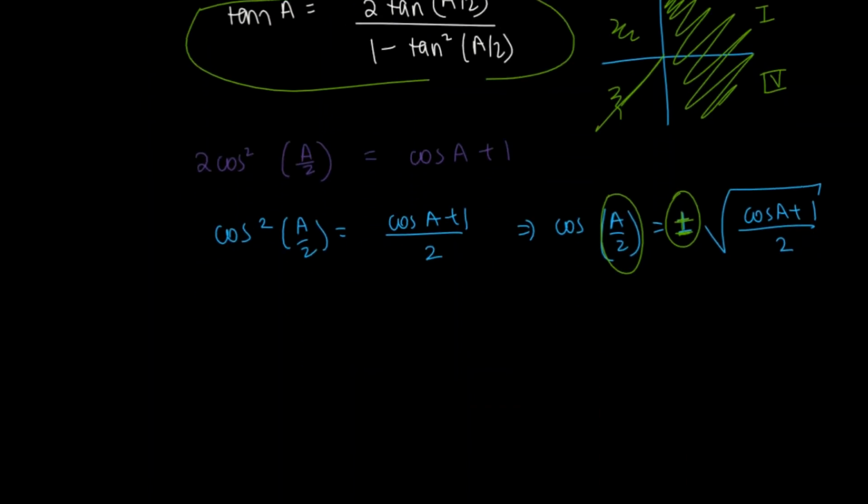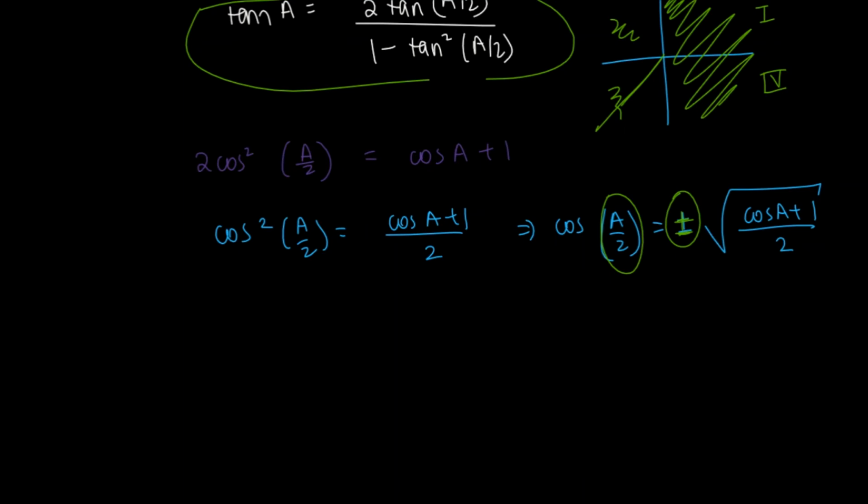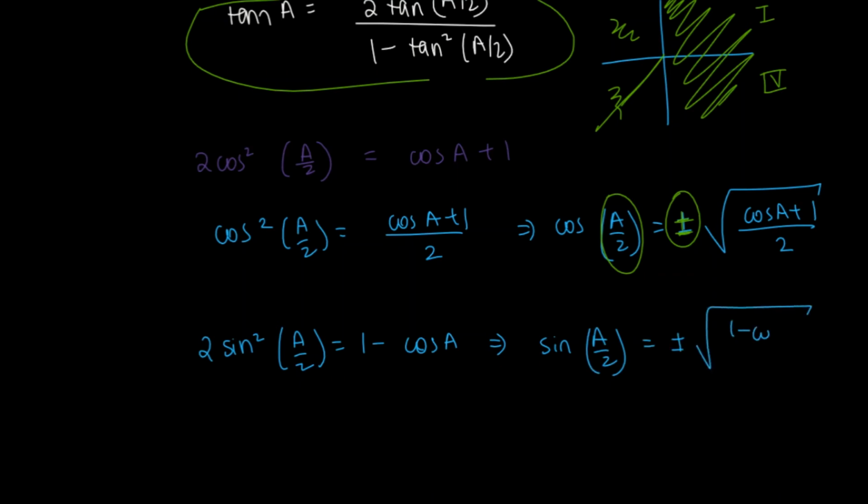Now, you can do similar things with the sine part as well. If you use cos of A is equal to 1 minus 2 sine squared of A over 2, you can write that 2 sine squared of A over 2 is equal to 1 minus cos of A. This will similarly give you sine of A over 2 is equal to positive negative square root of 1 minus cos of A over 2. Again, this positive negative sign depends on whether the sine of that angle in that particular quadrant of the two-dimensional plane is positive or negative.